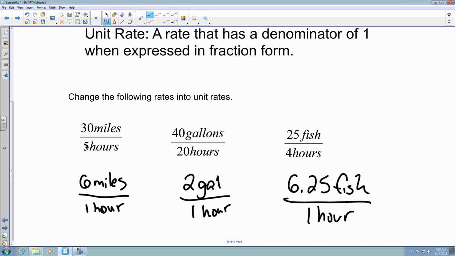Now, I write it as a decimal on top because they're asking for unit rate. They want the bottom value to have a denominator of 1. So you have to put decimals in the numerator for this specific example to hold true in unit rate.